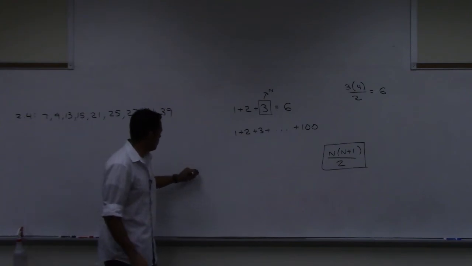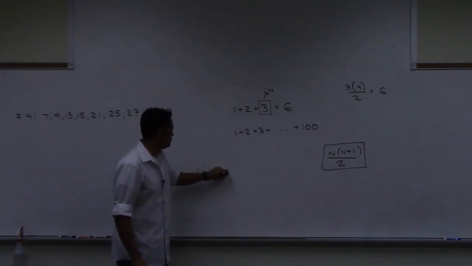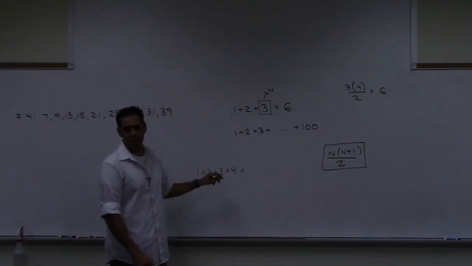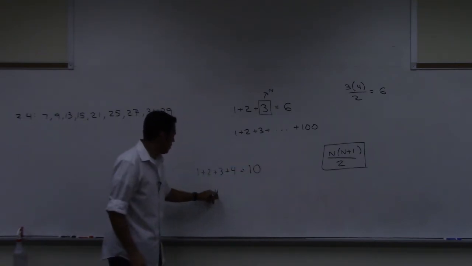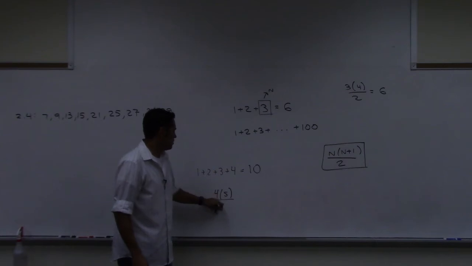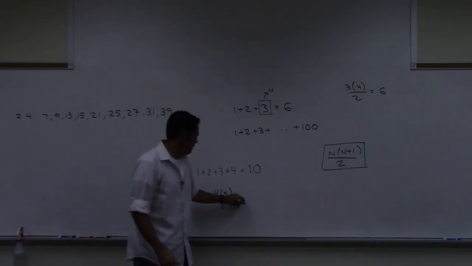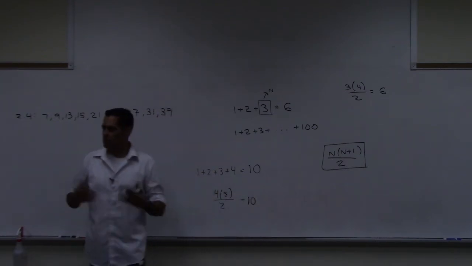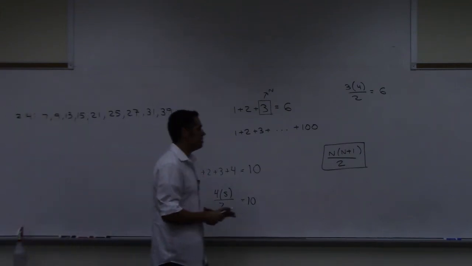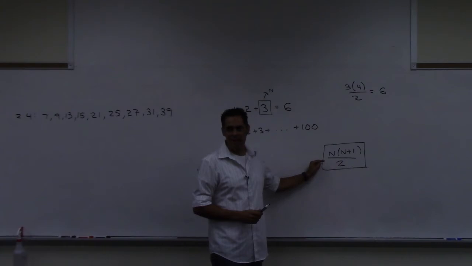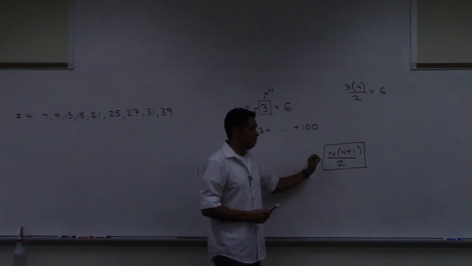Well, let's try it for 4. 1 plus 2 plus 3 plus 4. That should be 10, shouldn't it? Yeah. Okay, let's try 4 in this formula. 4 times 5 over 2. It's 20 over 2. That's 10, right? The formula works. Now, Gauss was not the first person to ever come up with this formula. He was not. The formula was already known.